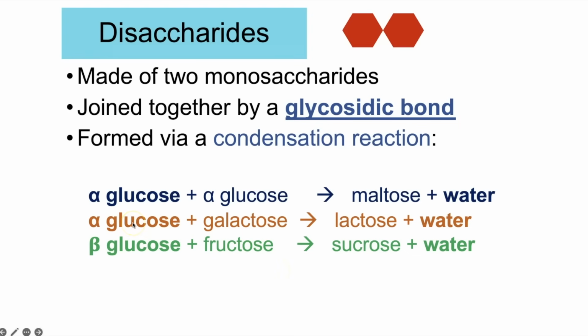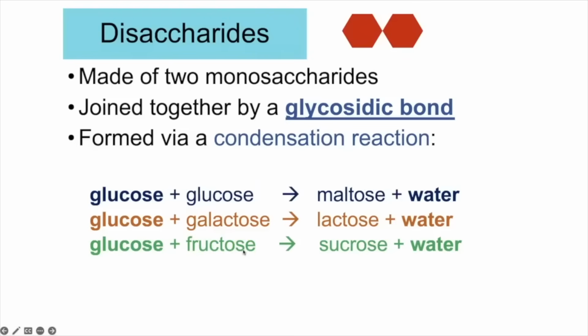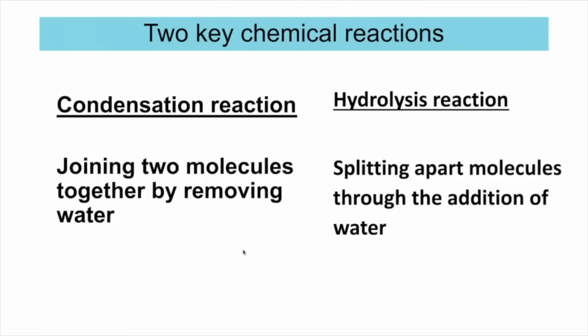Now the extra detail that you do need to know for OCR is also which isomer of glucose is involved. So for maltose it's alpha glucose and it's 2 lots of alpha glucose. For lactose, it's alpha glucose and galactose. And then for sucrose, it's beta glucose and fructose. So those are the 3 word equations for the disaccharides that you need to be aware of.